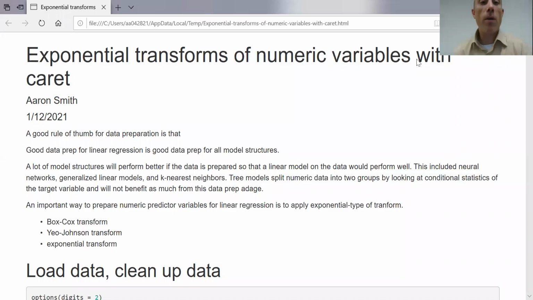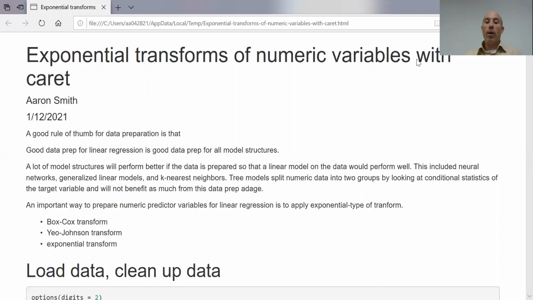Hi, in this video, we want to look at transforming numeric variables using the exponential group of transformations. So here I'm talking about the Box-Cox transformation, the Yeo-Johnson transformation, and the exponential transform. All right, so what we need to think about here is that my goal is to transform my predictor variables so that they will do a better job as predictors in linear regression.